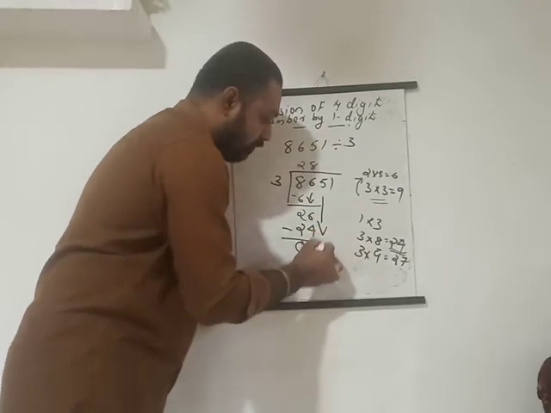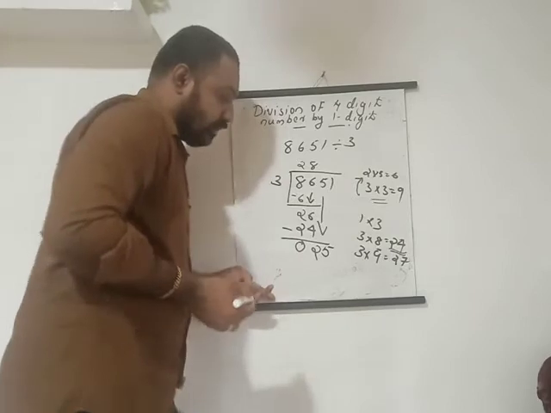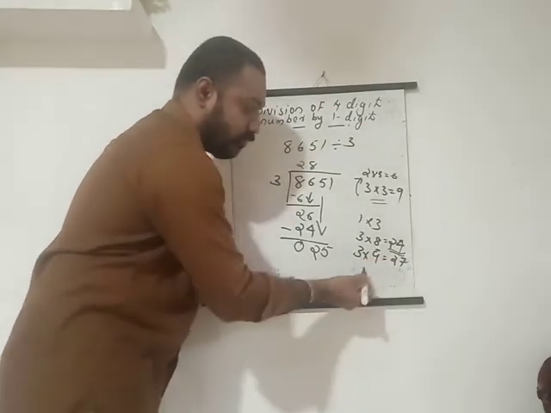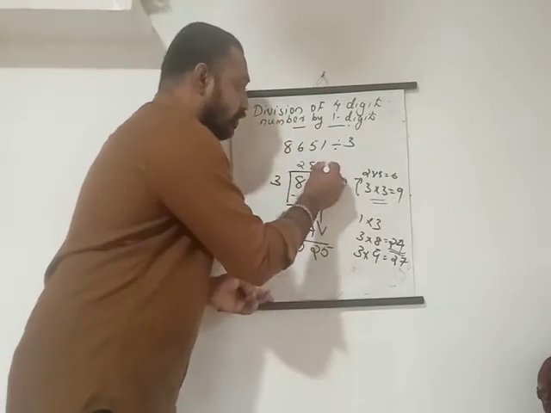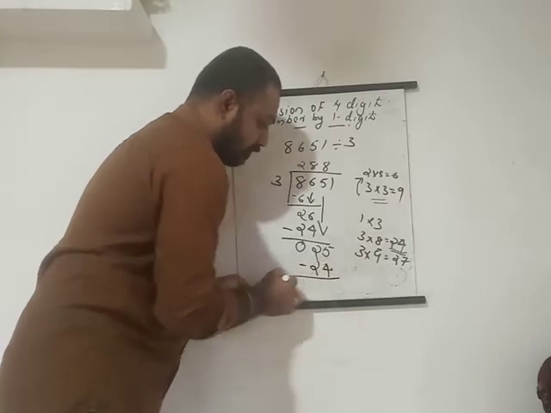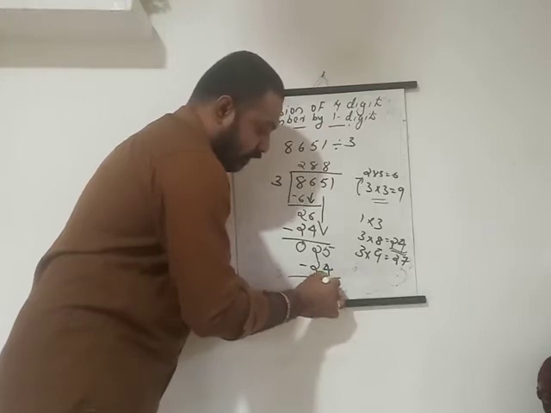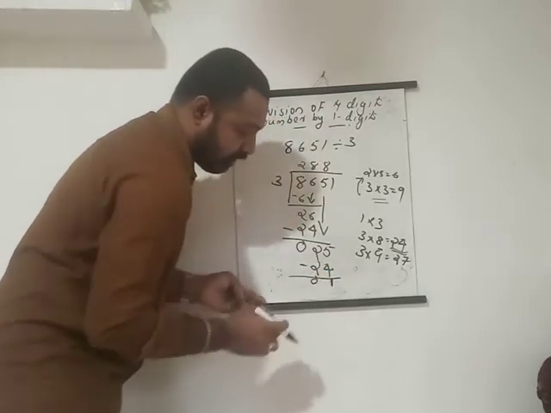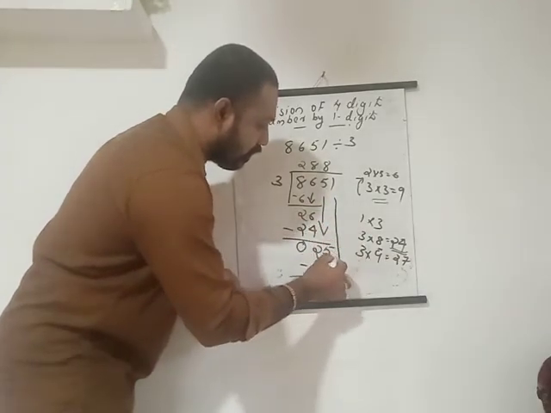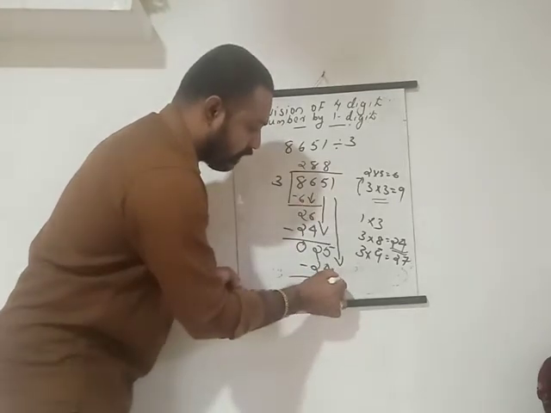Now we have to write this 5 here. Now 25. Again 3 8s are 24, so we write that one under 25. 5 minus 4 is 1. Again one more number is there. What is that number? It is 1. We cannot divide 1 by 3, so we write that one here.